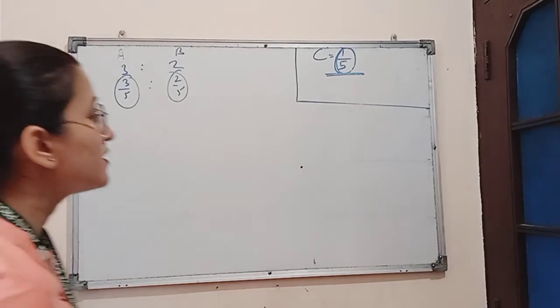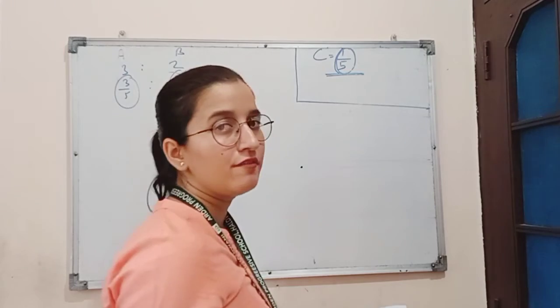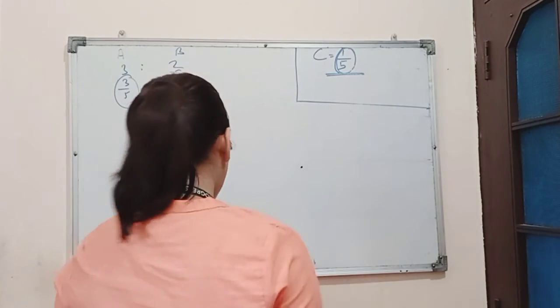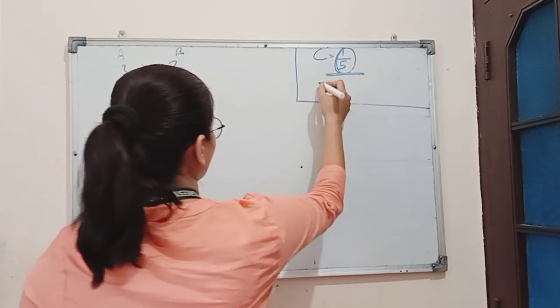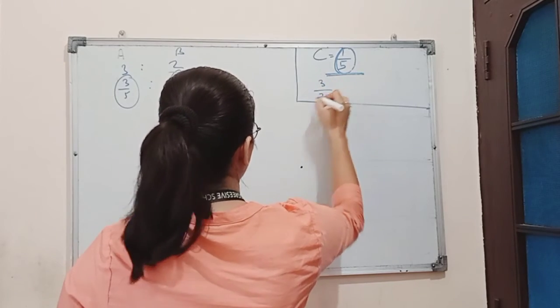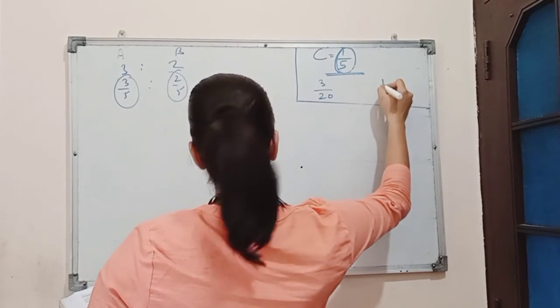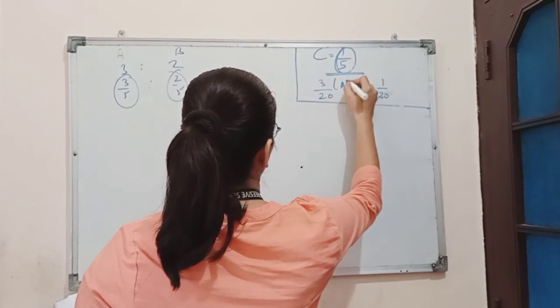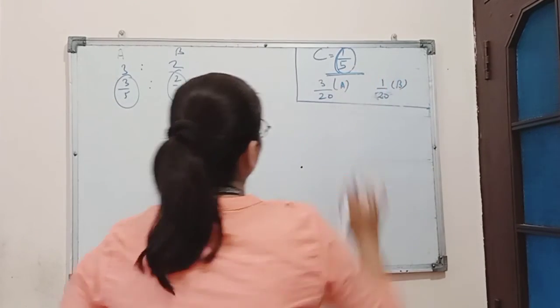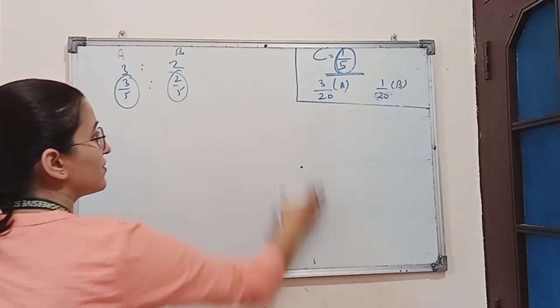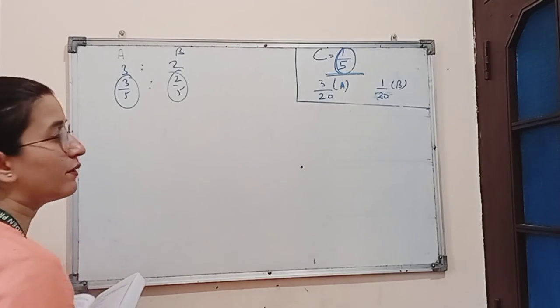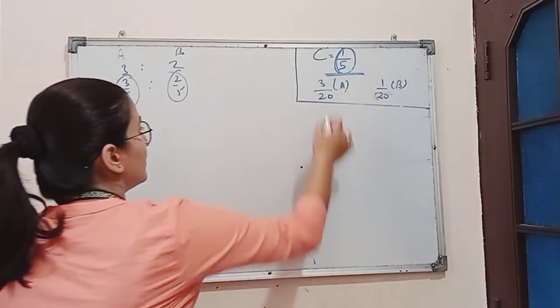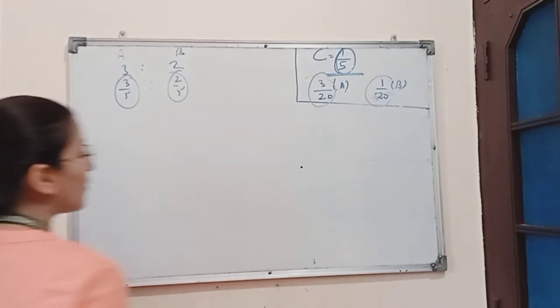Now the last case is C gets 3/20 from A and 1/20 from B. So C's share, which is 1/5, has been acquired by C from A 3/20 and from B 1/20. So C has acquired this share as 3/20 from A and 1/20 from B. The proportion is given in the question itself.